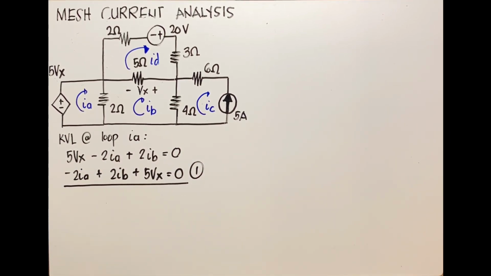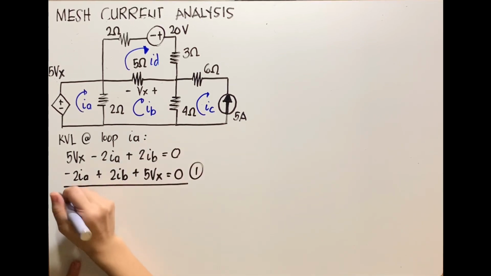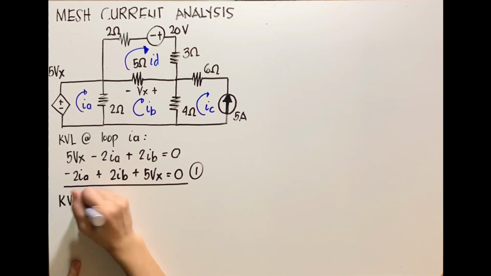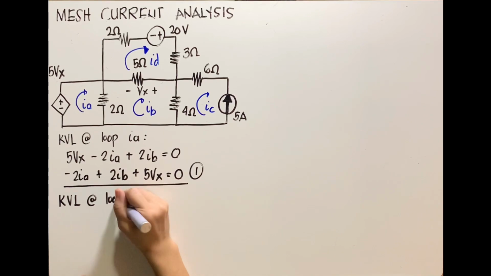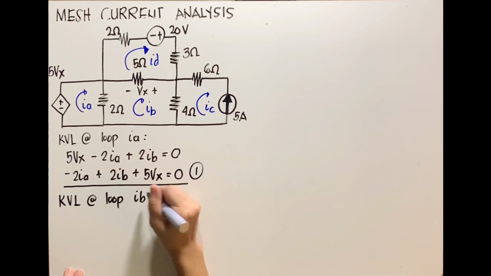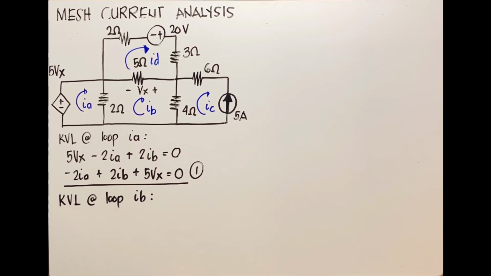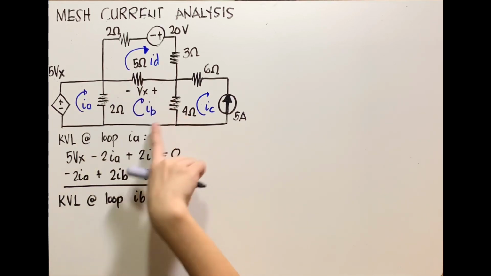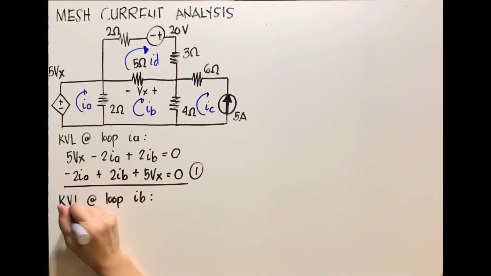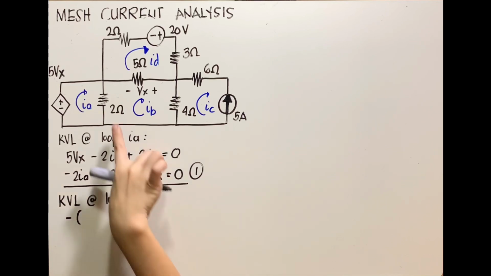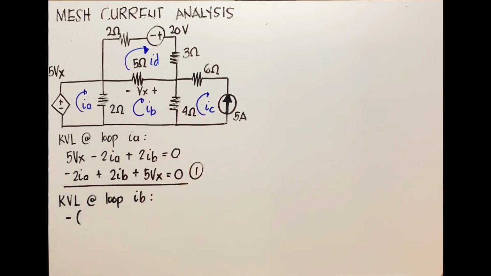Next, I'm going to do KVL at the middle, which is IB. So, KVL at loop IB. We have, so, negative, puro resistances, no? Sum of the resistances would be 2 plus 5 plus 4. Sulat natin para hindi kayo makalimot. Multiplied by the mesh current inside.